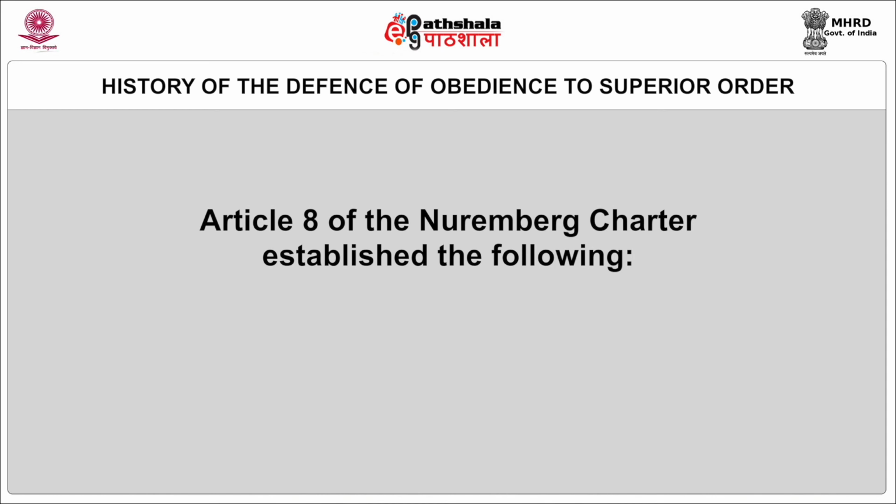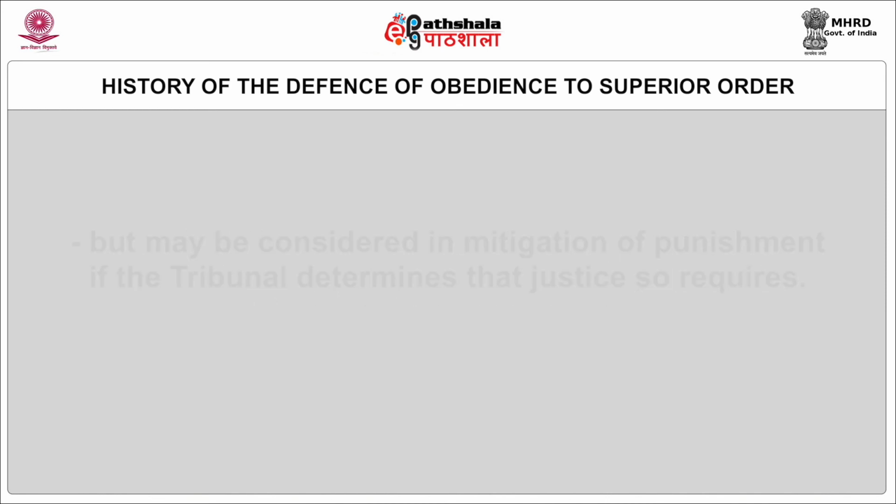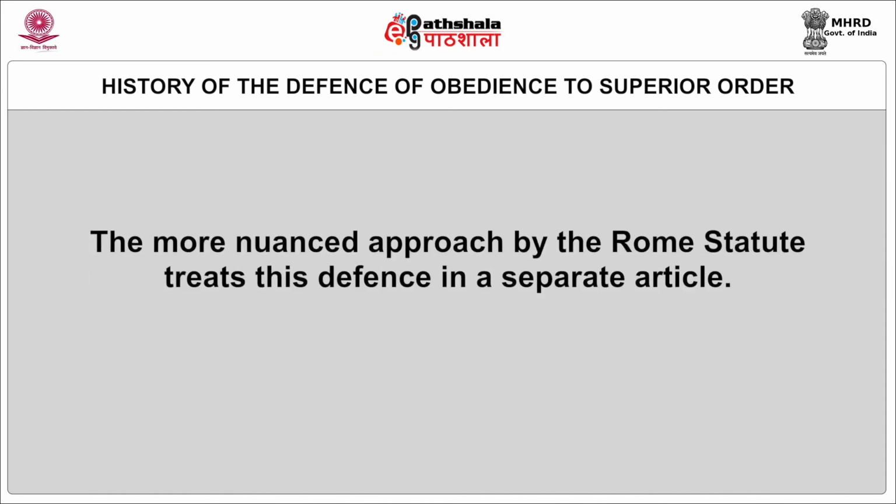However, in all, Article 8 of the Nuremberg Charter, which started out establishing the defense of obedience to a superior, codified that the defendant acted pursuant to an order of their government or of a superior. This fact shall not free the defendant from any responsibility, but may be considered as a factor in mitigating the punishment of the tribunal, if the tribunal determines that justice so requires, which leaves it almost entirely to an arbitrable clause by the tribunal. The more nuanced approach by the Rome Statute treats this defense in a separate article.